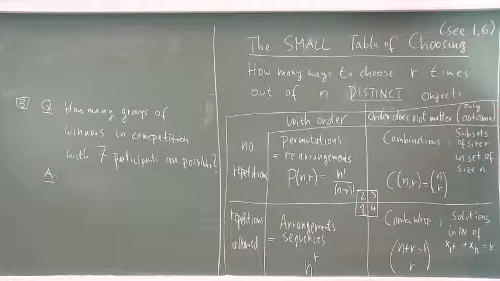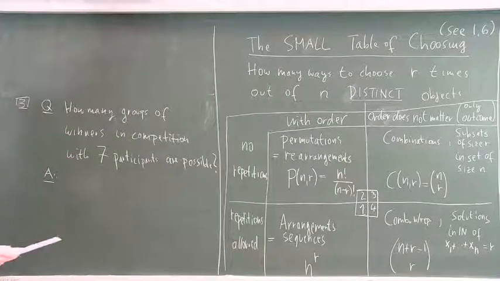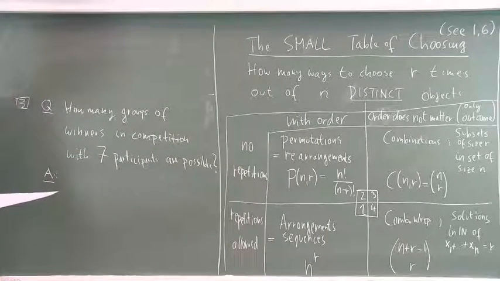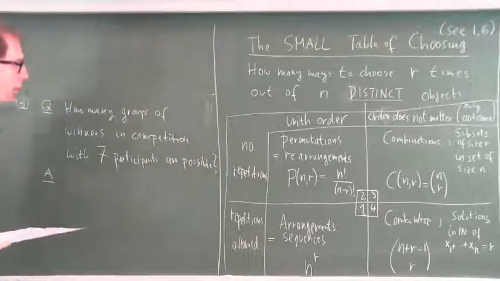Only the outcome. You choose 3 times out of 7 participants where repetition is not allowed. You cannot choose the same person twice, it only wins once. But only the outcome is important. It doesn't matter which way you choose. And so we know what the answer is. The answer should be 7 choose 3. Now, if you forgot this formula, where this comes from, how can you see this?